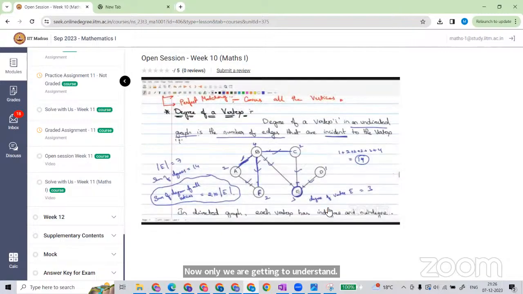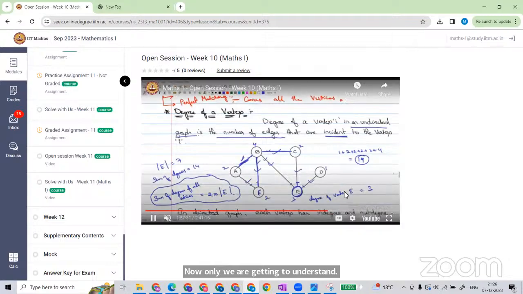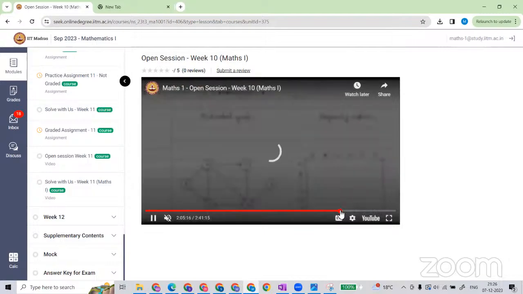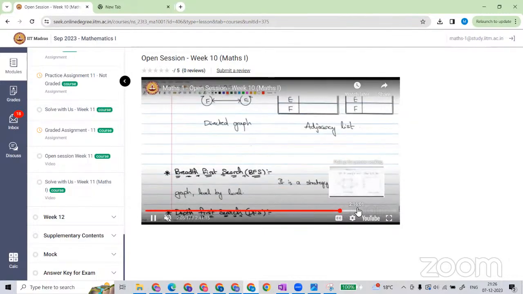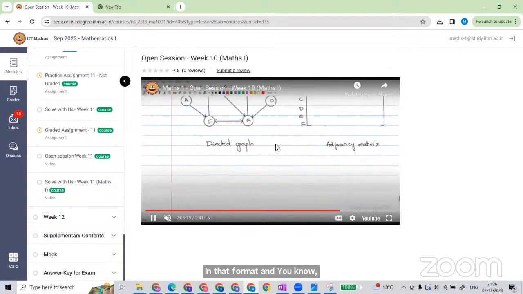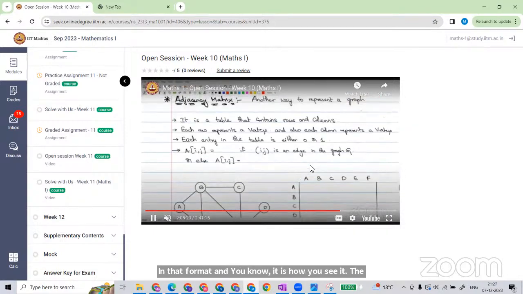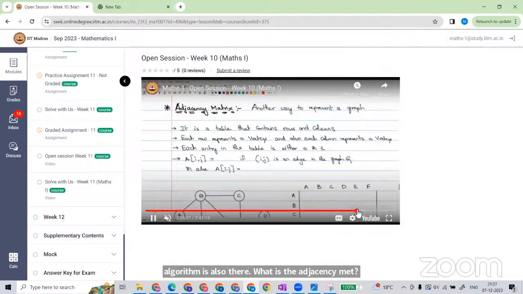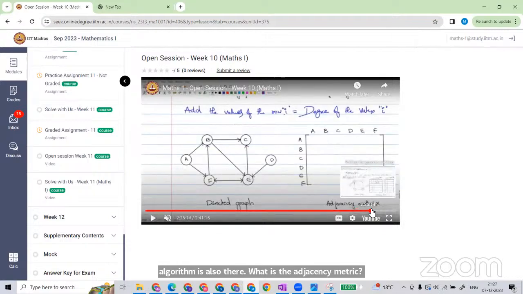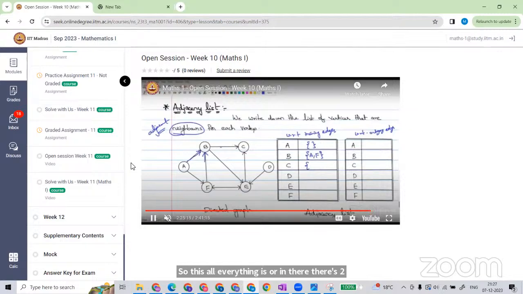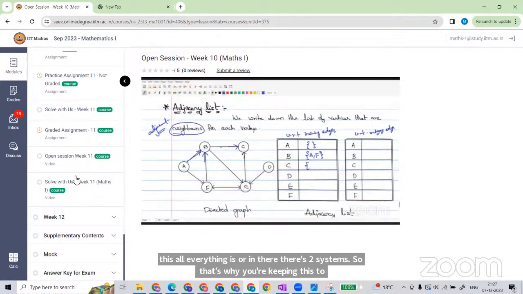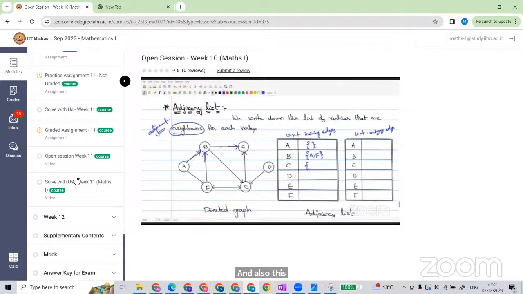It's totally up to you. That's why these two sessions on graph 3 are continuing. Everything is written there in that format, and it shows how we will proceed. The algorithm is also there, and what an adjacency matrix is. Everything is in these two sessions, so that's why we are keeping them. Anyway, it's a suggestion.